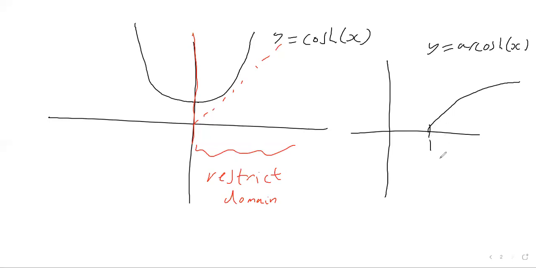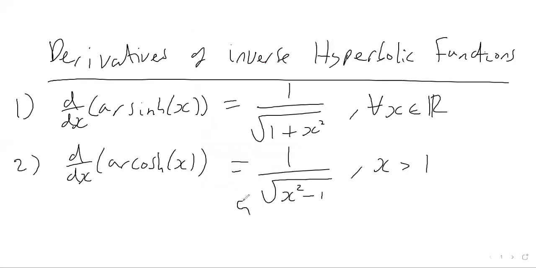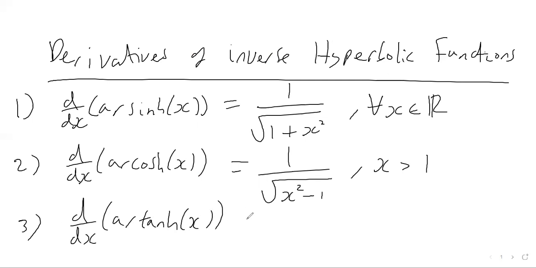If x was actually equal to 1, then the derivative is not going to be defined, because 1 squared take away 1 is 0, the square root of 0 is 0, and 1 divided by 0 is undefined. So the derivative is defined for x greater than 1, but the ARCOSH function itself, you can actually insert x equals 1 into that, and you get a value of 0 for the ARCOSH function. So that's that derivative. And we also found the derivative of the ARTANH function, the inverse tanh function.